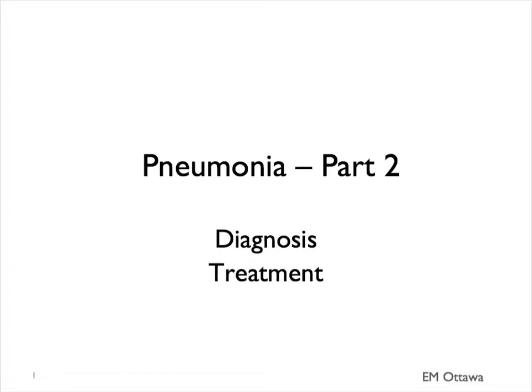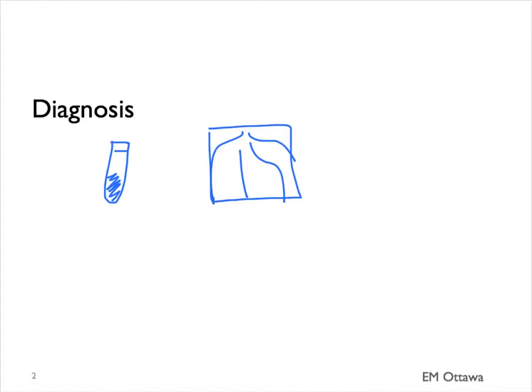Welcome back to Pneumonia Part 2. In this part, we'll discuss how to diagnose a pneumonia and how to treat it. The diagnosis can consist of labs and imaging. Of the two, imaging is the most helpful. We do often do labs in these patients.